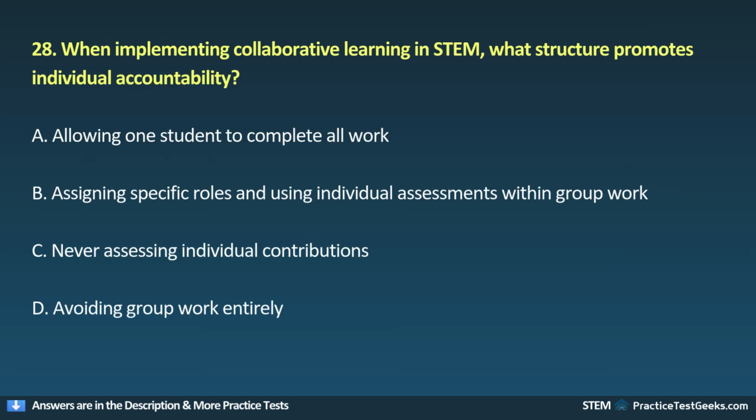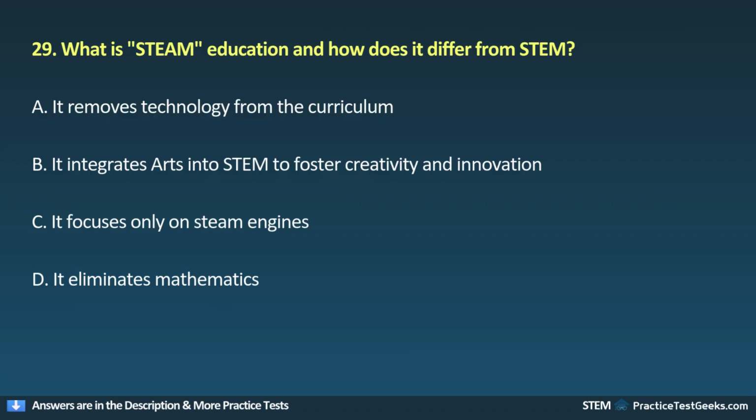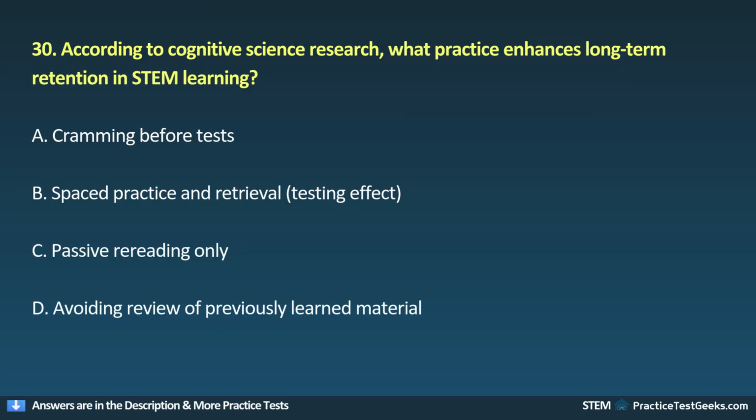28. When implementing collaborative learning in STEM, what structure promotes individual accountability? A. Allowing one student to complete all work. B. Assigning specific roles and using individual assessments within group work. C. Never assessing individual contributions. D. Avoiding group work entirely. 29. What is STEAM education and how does it differ from STEM? A. It removes technology from the curriculum. B. It integrates arts into STEM to foster creativity and innovation. C. It focuses only on STEAM engines. D. It eliminates mathematics.